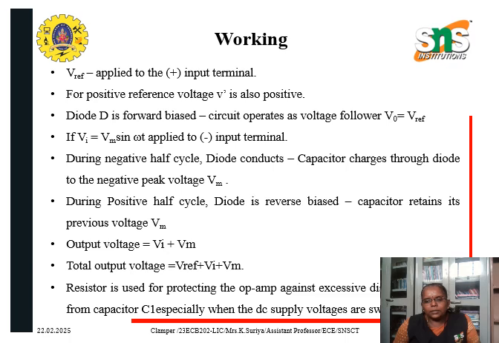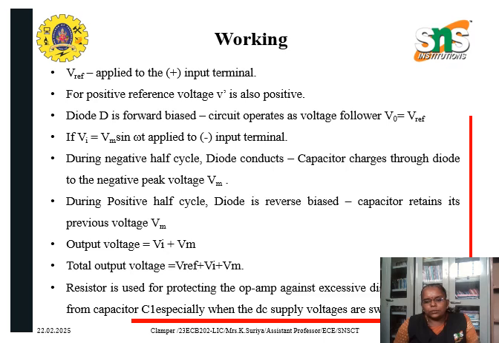So if Vi is given as Vm sine omega t applied to the negative input terminal, then during the negative half cycle, the diode will get conducted because the negative terminal of the diode is connected to the input. The diode will become forward biased and it will start to conduct, which makes the capacitor charge through the diode to the negative peak value Vm. During the positive half cycle, the diode will get reverse biased and the capacitor will retain the previous voltage Vm. So the output voltage will be equal to Vi plus Vm. The total output voltage will be V reference plus Vi plus Vm.